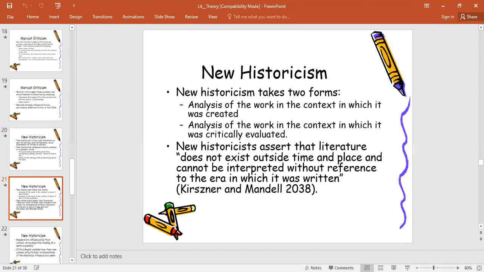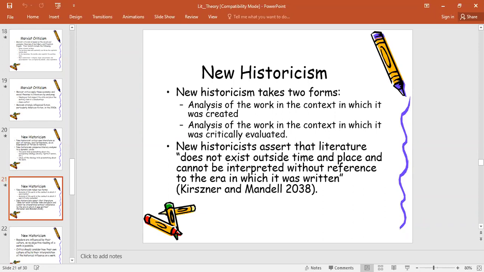New Historicism, again, takes two forms. Analysis of the work in the context in which it was created. You will certainly put a glance on the environment in which it was written. And analysis of the work in the context in which it was critically evaluated, then how it was evaluated. New historicists assert that literature does not exist outside time and place and cannot be interpreted without reference to the era in which it was written.